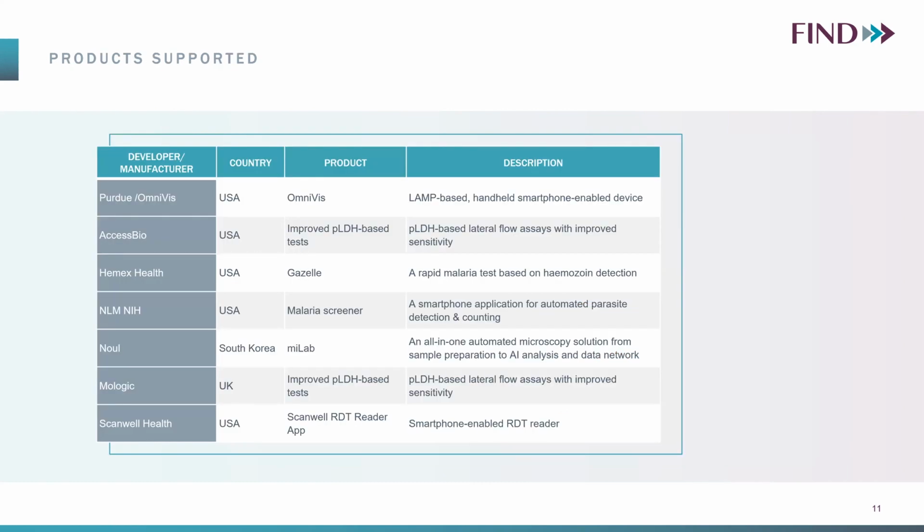The products that were supported. So let me just talk a little bit about the specific products that were supported. As I mentioned earlier on, there were 7 of them, and it included the Omnivis, which is a LAMP-based test that is a handheld smartphone-enabled device, really fascinating to use. And it was designed by Purdue University, and it's called the Omnivis.